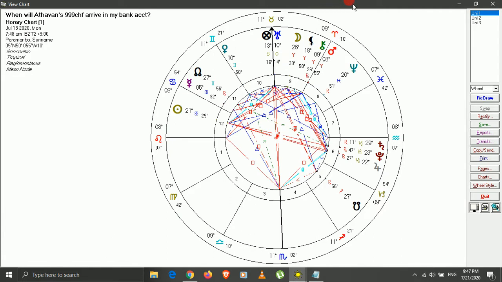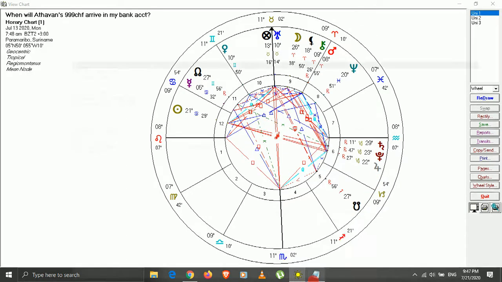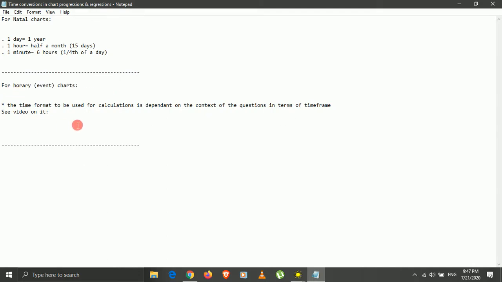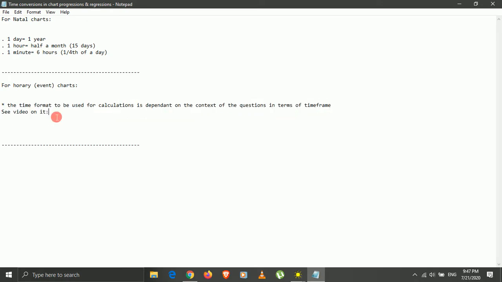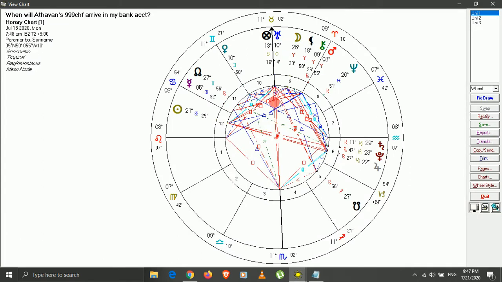And this is where chart progression, regression, or overall chart animation comes into play. Within the context of this question, the rule that you need to keep in mind is that for horary events or charts, the time format to be used for calculations is dependent on the context of the question in terms of time frame. So, simply put, it all depends on the context of your question. Within the context of this question, I already knew that it was only going to be a matter of days. It can take a day, 2 days, 3 days, 5 days, a week at longest. But bottom line is the default time metric within the context of this question is days.